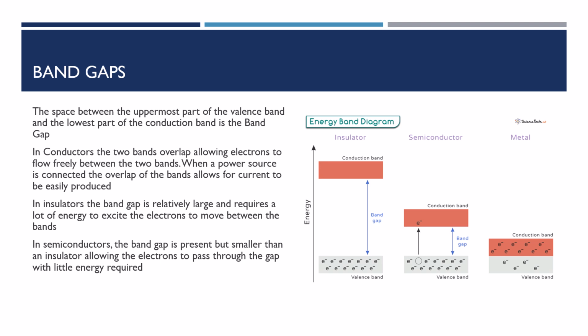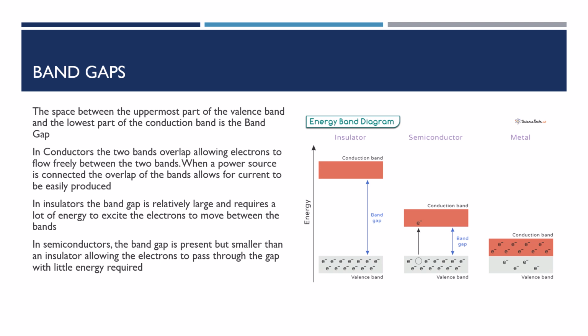This brings us to discussing band gaps. Now, the band gap is the space between the uppermost part of the valence band and the lowermost part of the conduction band. As displayed by this diagram, we can see that in conductors, the two bands actually overlap. This allows electrons to freely travel between the two bands. This is why when we connect a power source to a conductor, we have current flowing fairly easily, because it takes no energy for these electrons to flow between the bands.